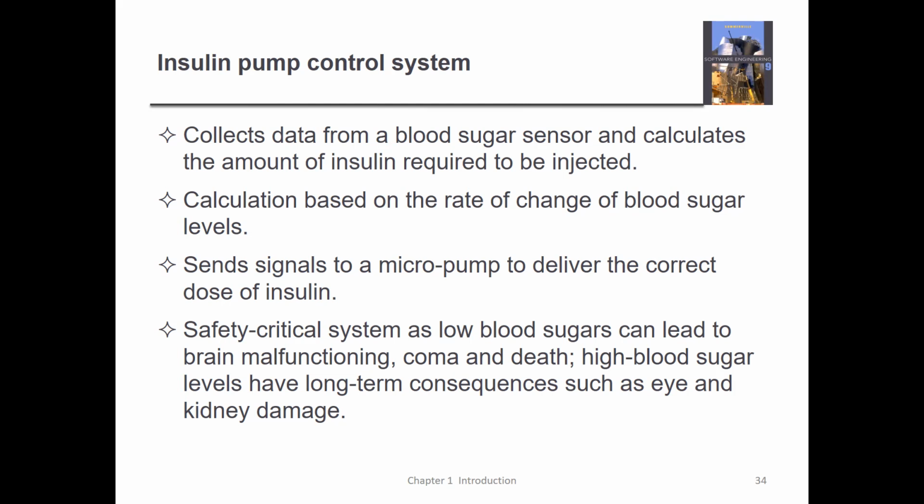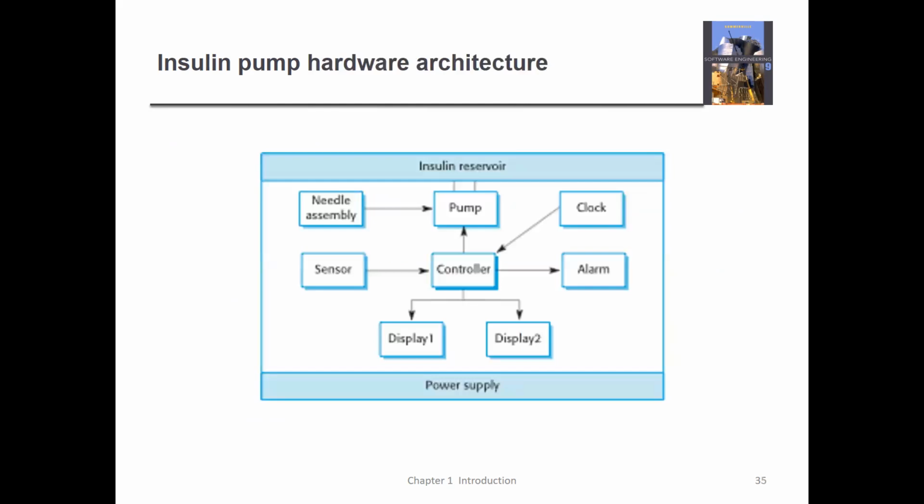Not only that, we should send signals to a micro pump to deliver the correct dose of insulin. So this is a safety critical system, as low blood sugar can lead to brain malfunctioning, coma, or death. High blood sugar levels sometimes have long-term consequences such as eye and kidney damage as well.